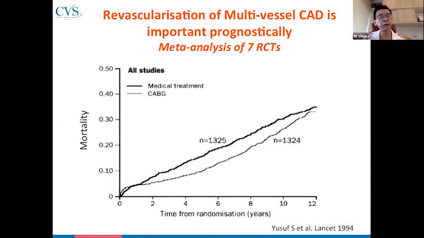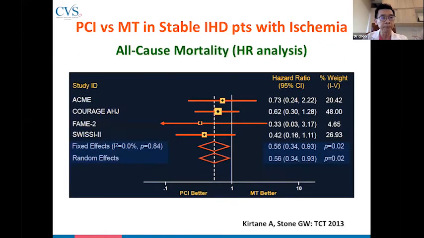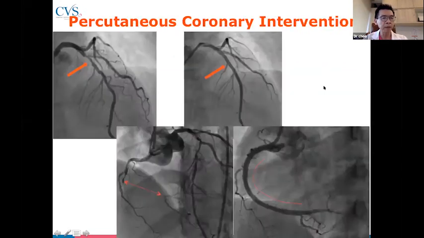So we know that if you have multivessel disease, CABG is better than medical therapy. In a more contemporary analysis here from patients who were diagnosed with multivessel disease by CT scan, like 2-vessel, 3-vessel, they are going to benefit more in terms of mortality if you revascularize them regardless of the modality. But there are some analyses here that PCI is better than medical therapy when patients have multivessel disease. So maybe PCI is an option.